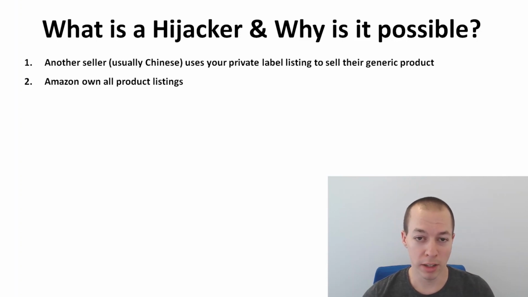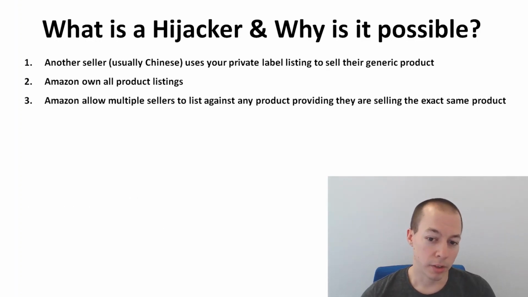So just because you've created a private label product, Amazon do not know that. So they assume that any product on there, multiple people could be selling that product. And that's why you can get hijackers, and that's why it's down to us to monitor our own listings, and when possible, get hijackers removed so they stop taking away the sales that they shouldn't be getting.